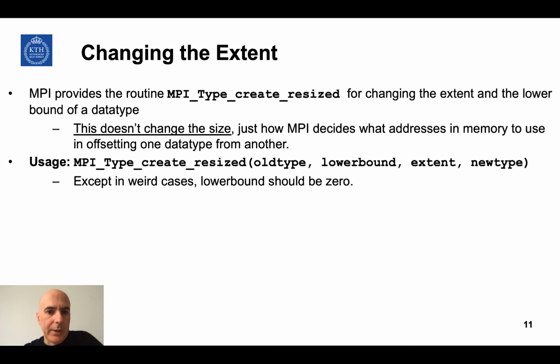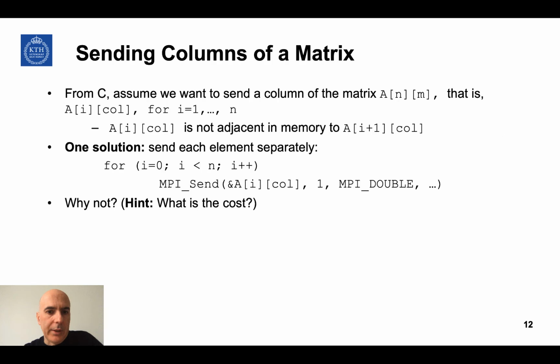So we can change the extent. MPI provides a routine, MPI_Type_create_resized, for changing the extent and the lower bound of the data type. This doesn't change the size. It just changes how MPI decides what memory addressing to use in offsetting one data type from the other. The usage is MPI_Type_create_resized, old type, lower bound, extent, and new type. Except in a very corner case, lower bound should be set to 0.